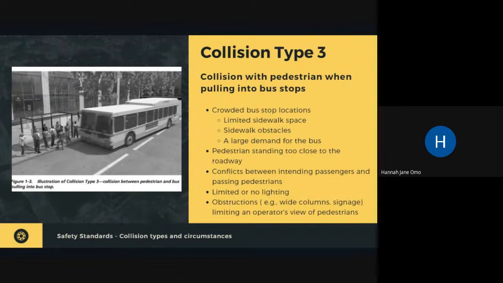The third type of collision is collision with pedestrian when pulling into bus stops. This may be caused by crowded bus stop locations, which include limited sidewalk space, sidewalk obstacles, and a large demand for the bus, pedestrians standing too close to the roadway, conflicts between intending passengers and passing pedestrians, limited or no lighting, and obstructions such as columns and signage, limiting an operator's view of pedestrians.